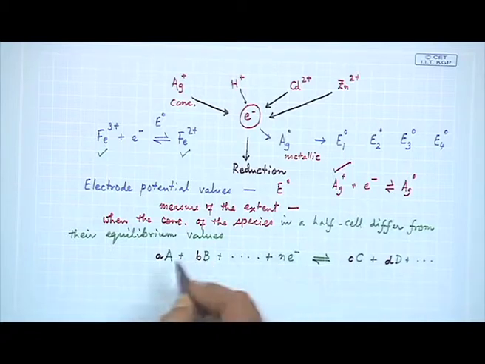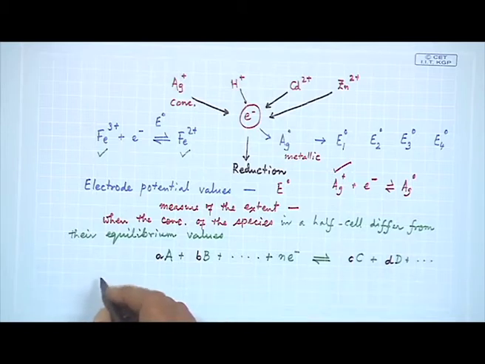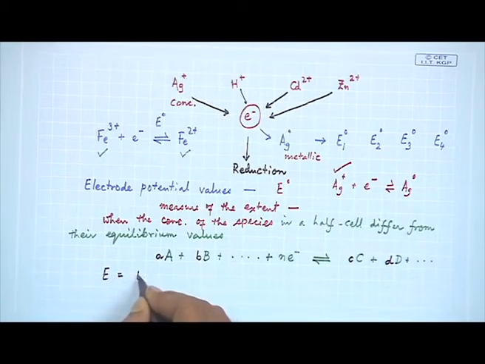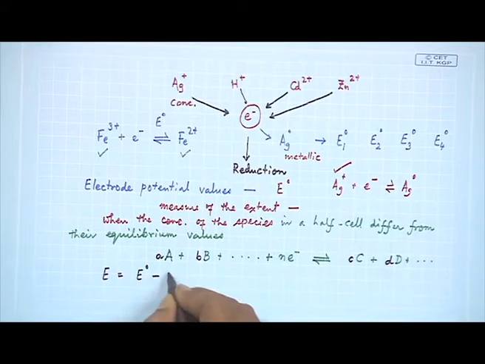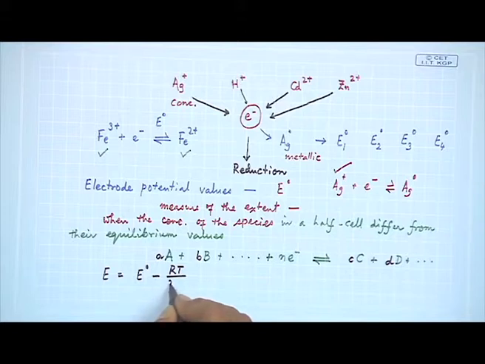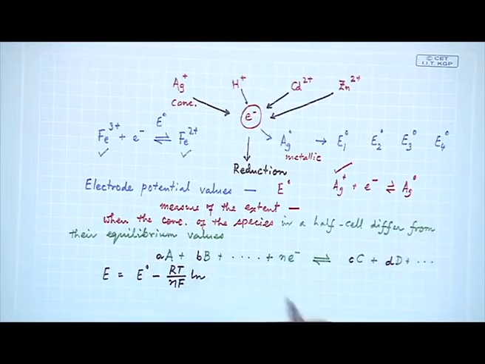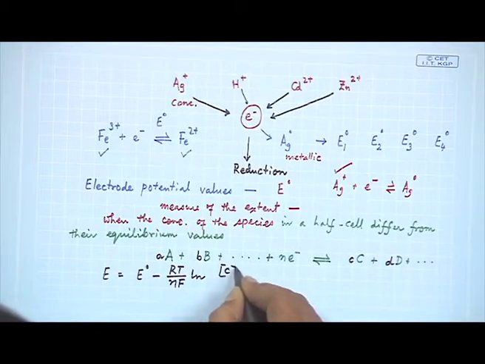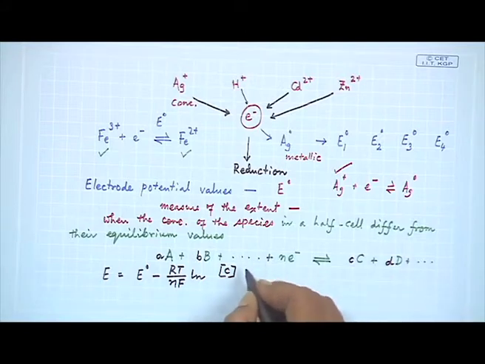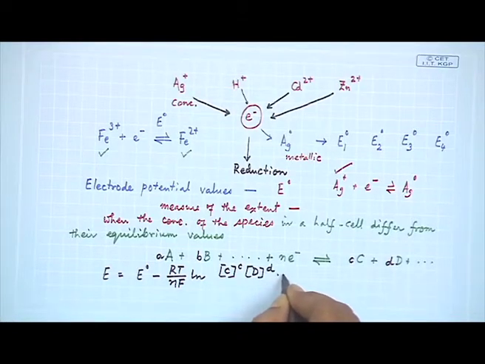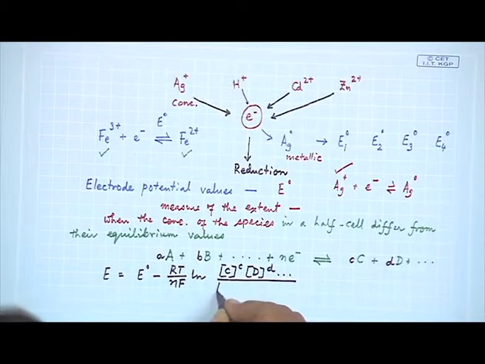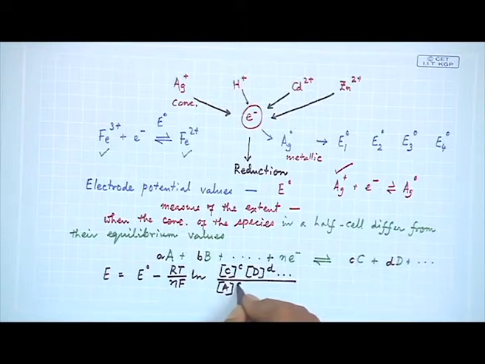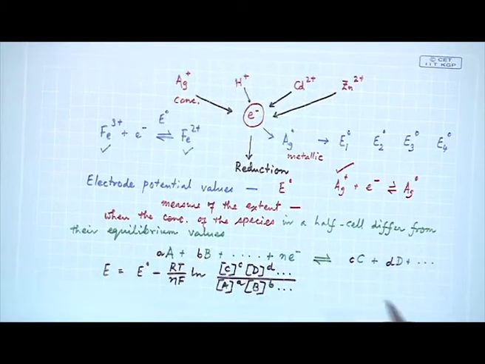This can be related by an equation: E, the potential we are looking for, equals E0 minus RT by nF times the natural logarithm ln of the products, that means capital C to the power c into capital D to the power d and so on, divided by the species A to the power of the number of moles of A, then species B to the power of the number of moles of B, and so on.